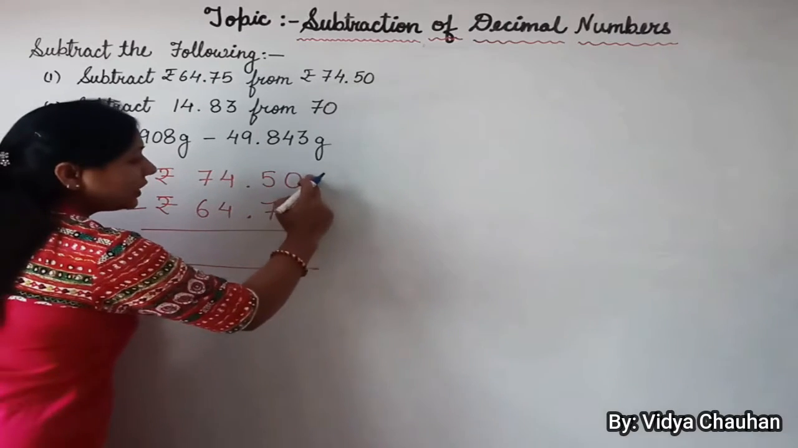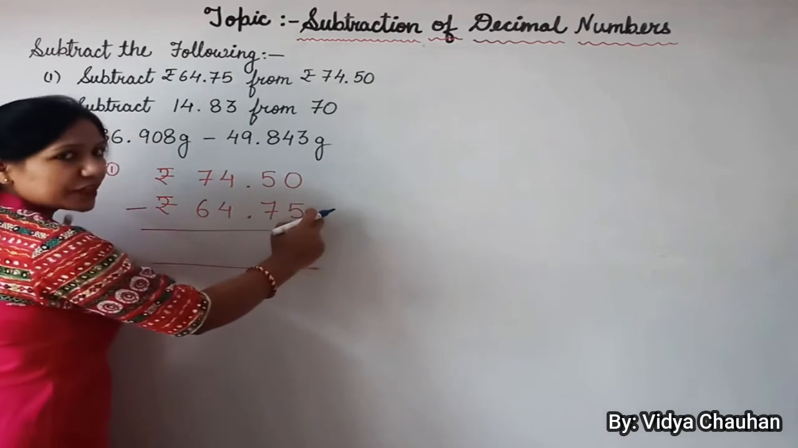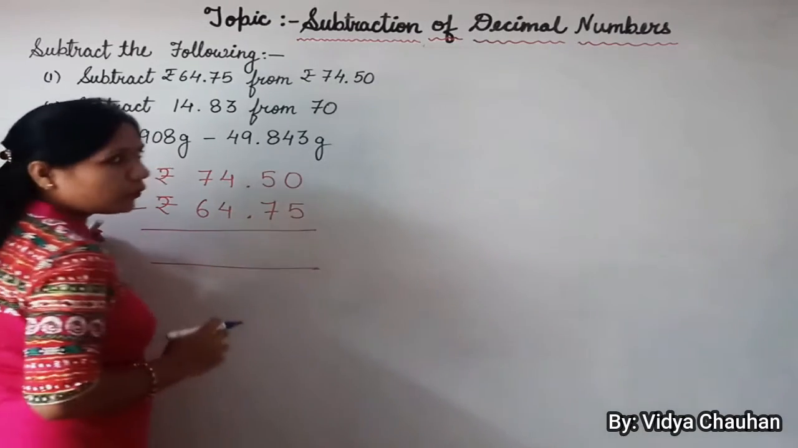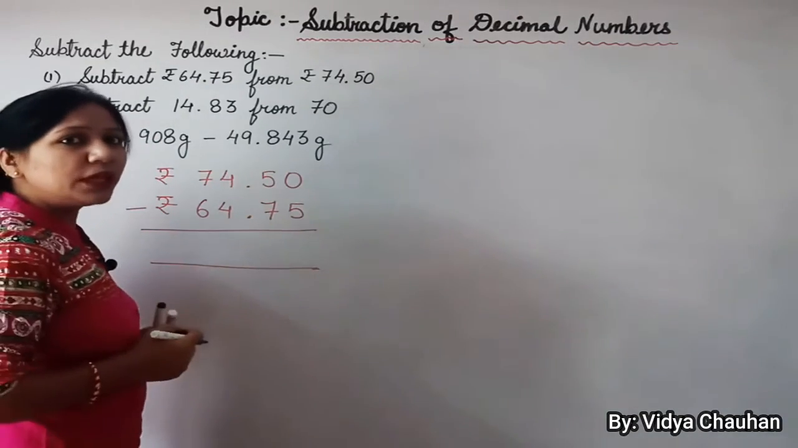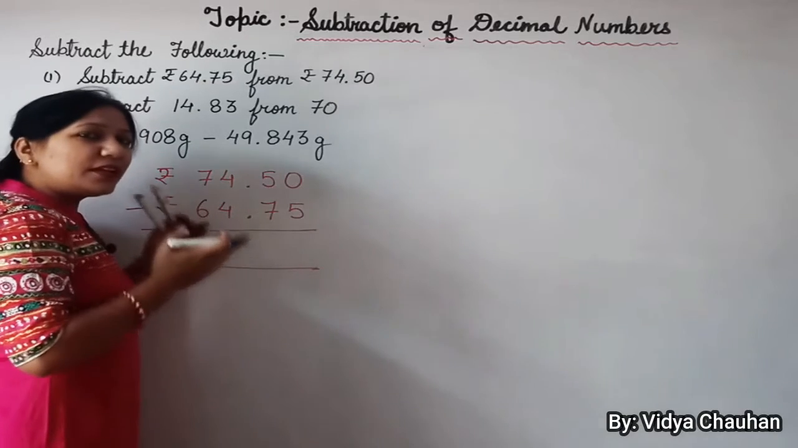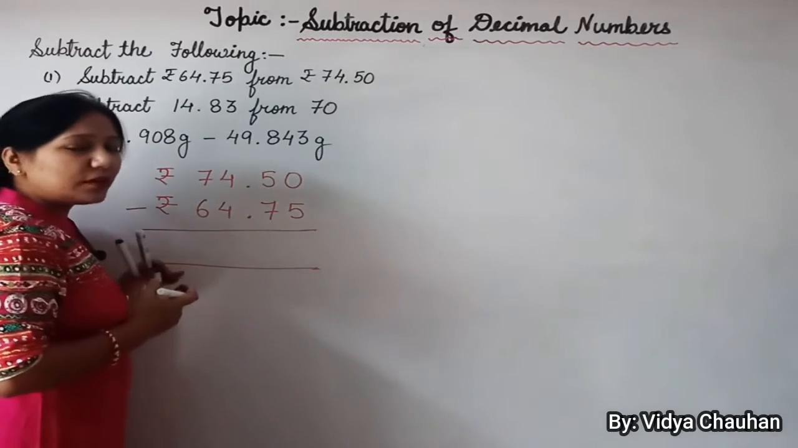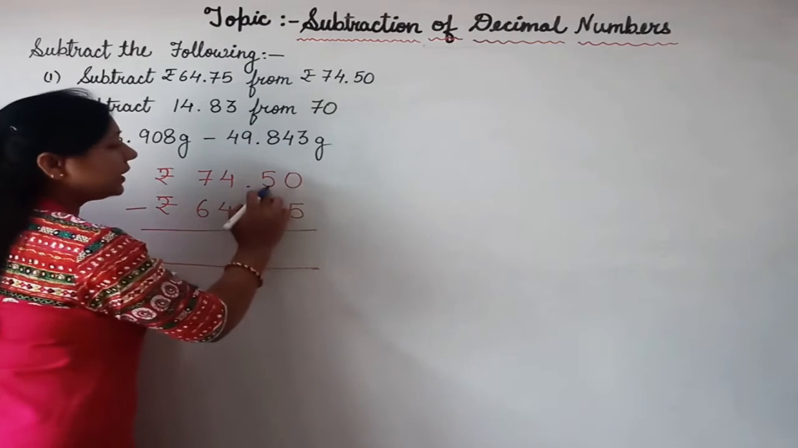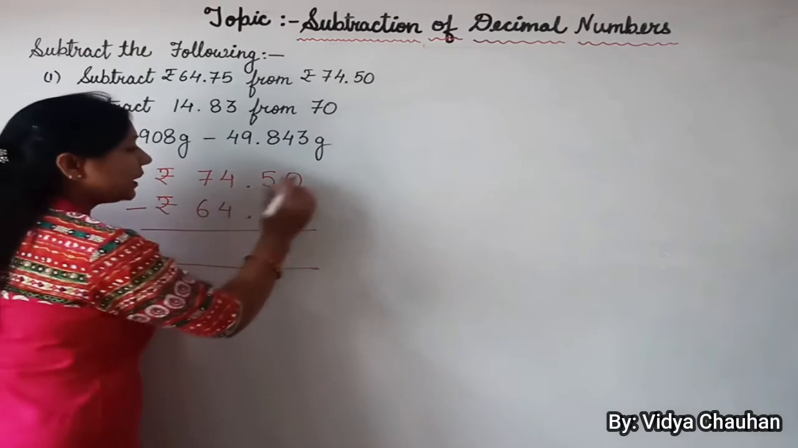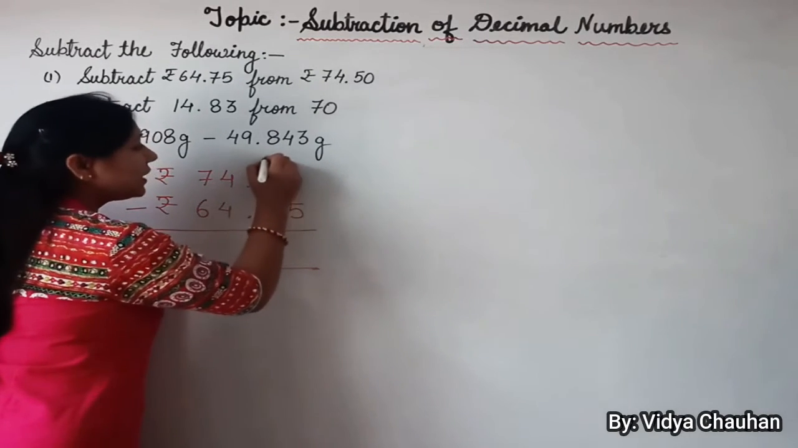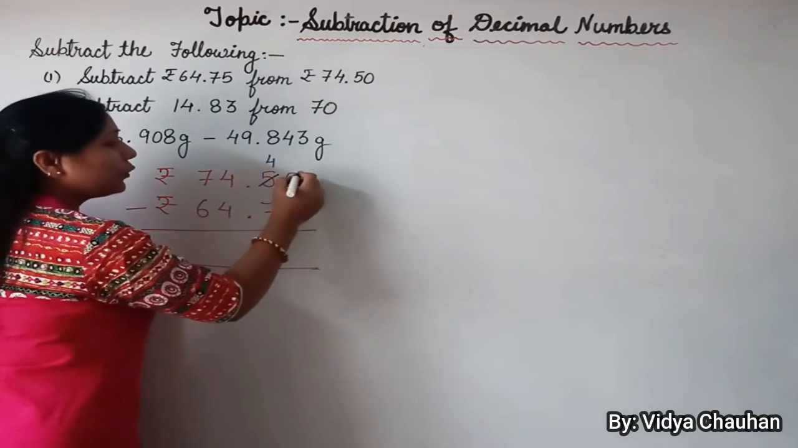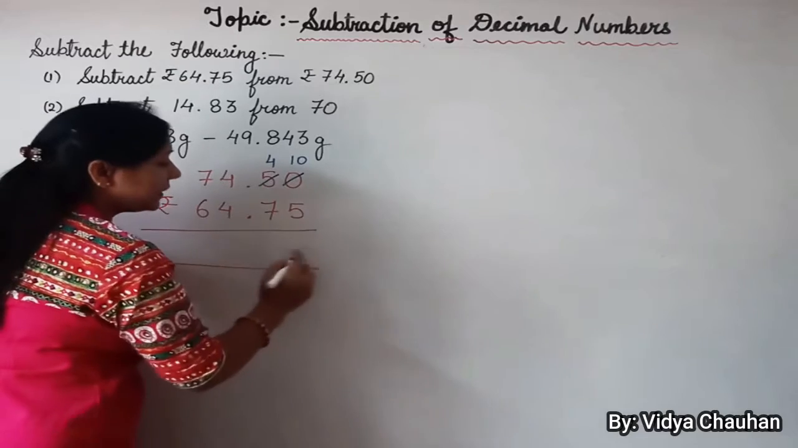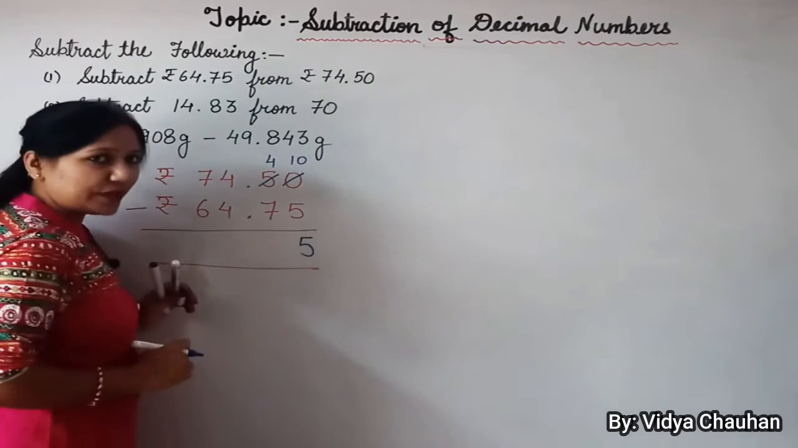For subtraction, as you all know, we subtract from the extreme right side. Can we subtract 5 from 0? No. So what will we do? We will subtract the same way as we did earlier with whole numbers or natural numbers. You will take a borrow from the next place value. So you take a borrow from 5, it will become 4. This 0 will become 10. Now subtract 10 minus 5. What is the answer? 5.